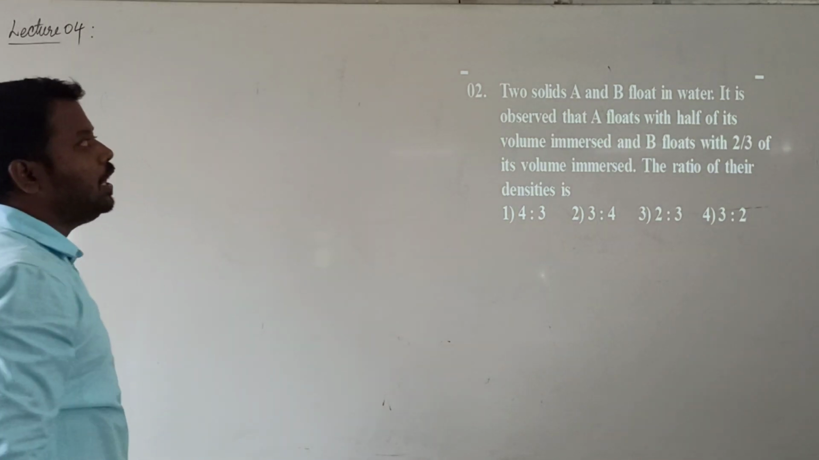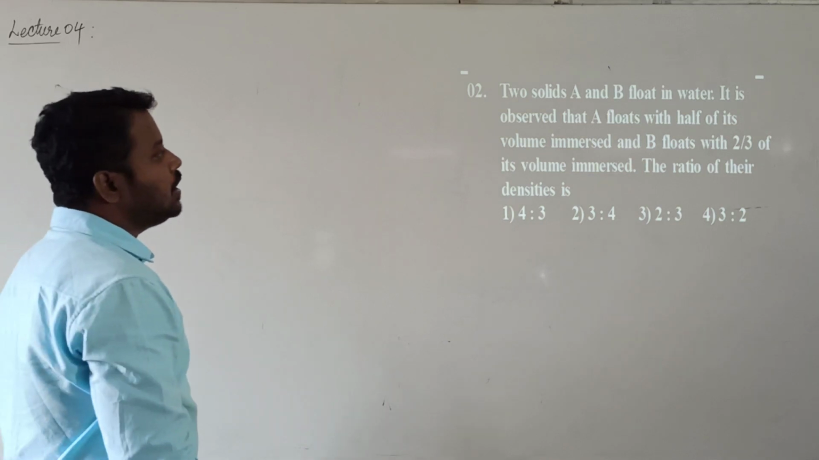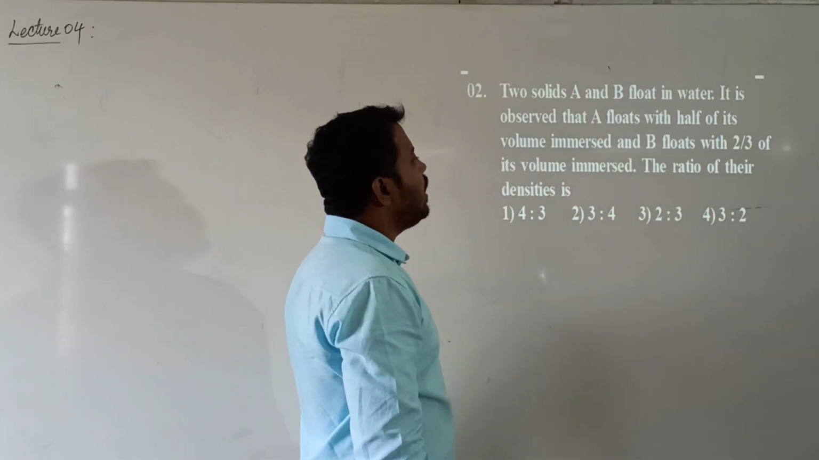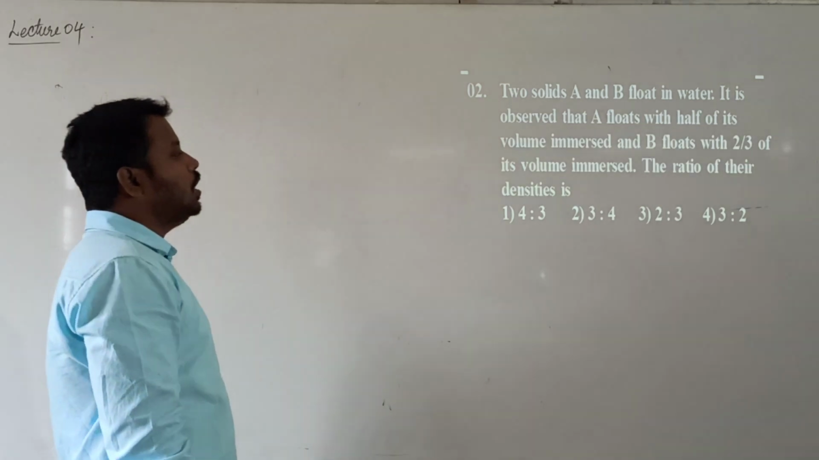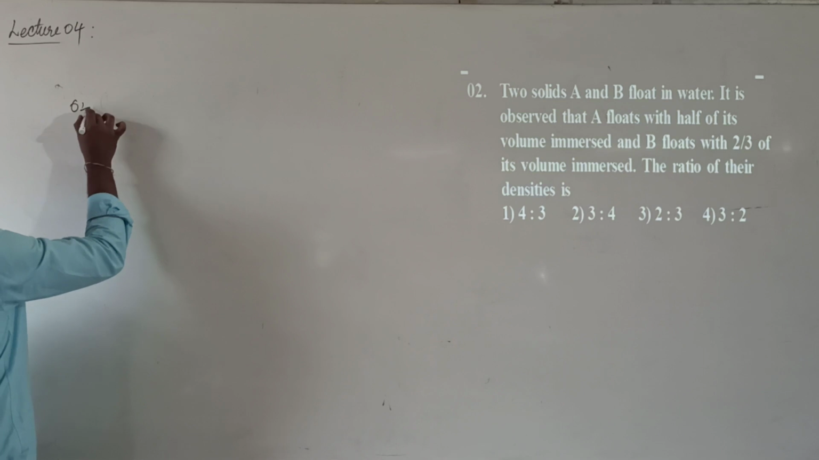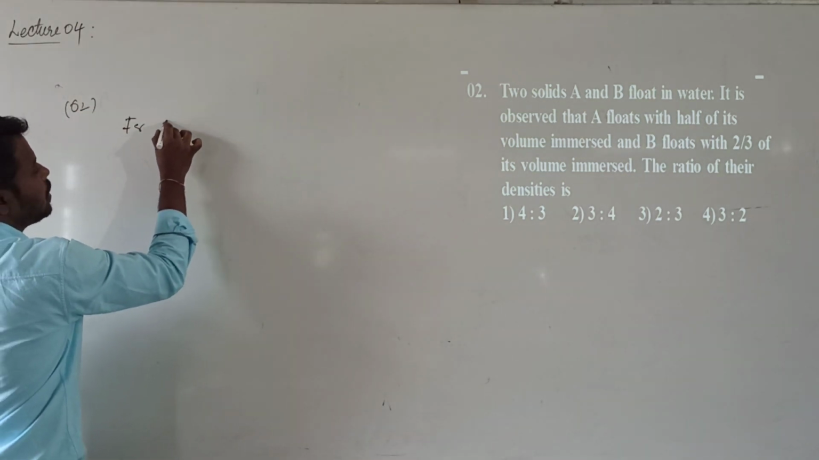Two bodies A and B, two solids A and B floating in water. It is observed that A floats with half of its volume immersed and B floats with 2/3 of its volume immersed. So what is the ratio of the densities? First, two blocks are there. I will consider solid A.